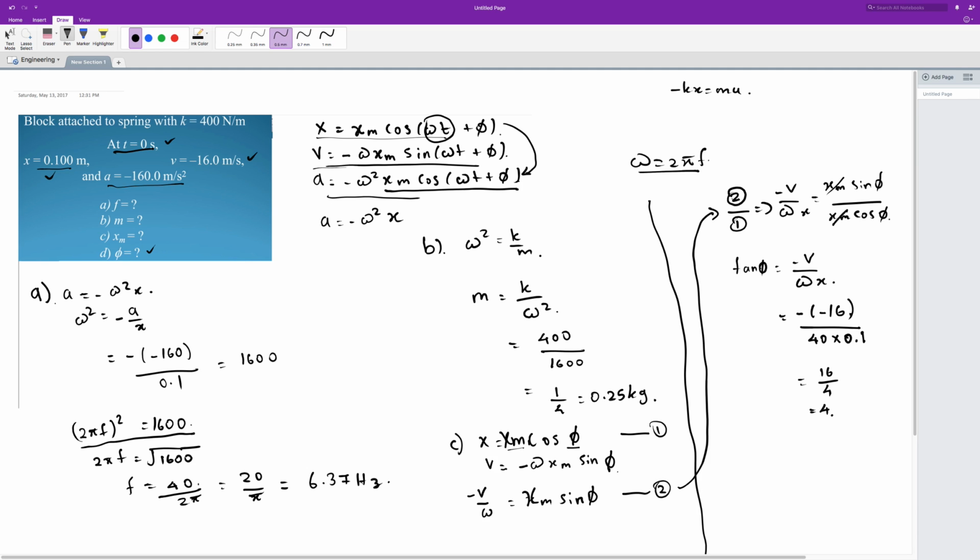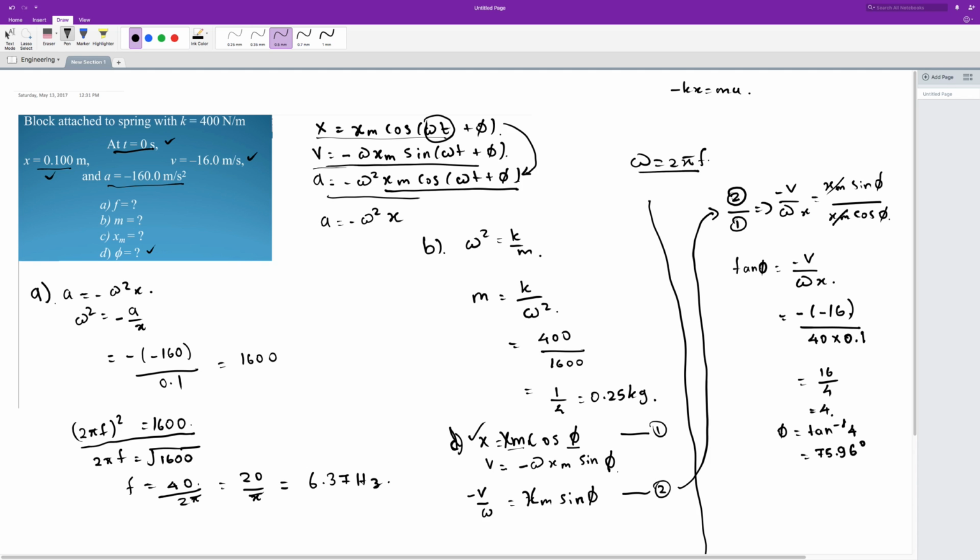So we have tan phi is equal to 4, therefore phi is going to be equal to tan inverse 4. I'm doing the d part, first finding phi, then I substitute that and find xm. If I find this value, it comes out to be 75.96 degrees. Now what I can do is substitute this into the first equation. I'm going to substitute this phi in this equation and find the xm value.